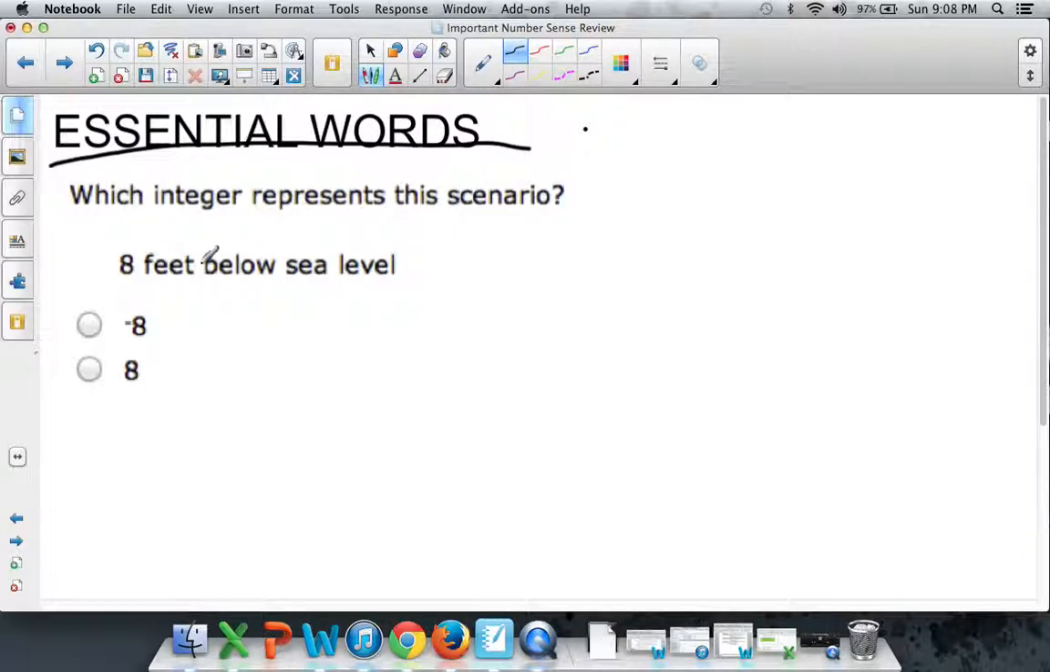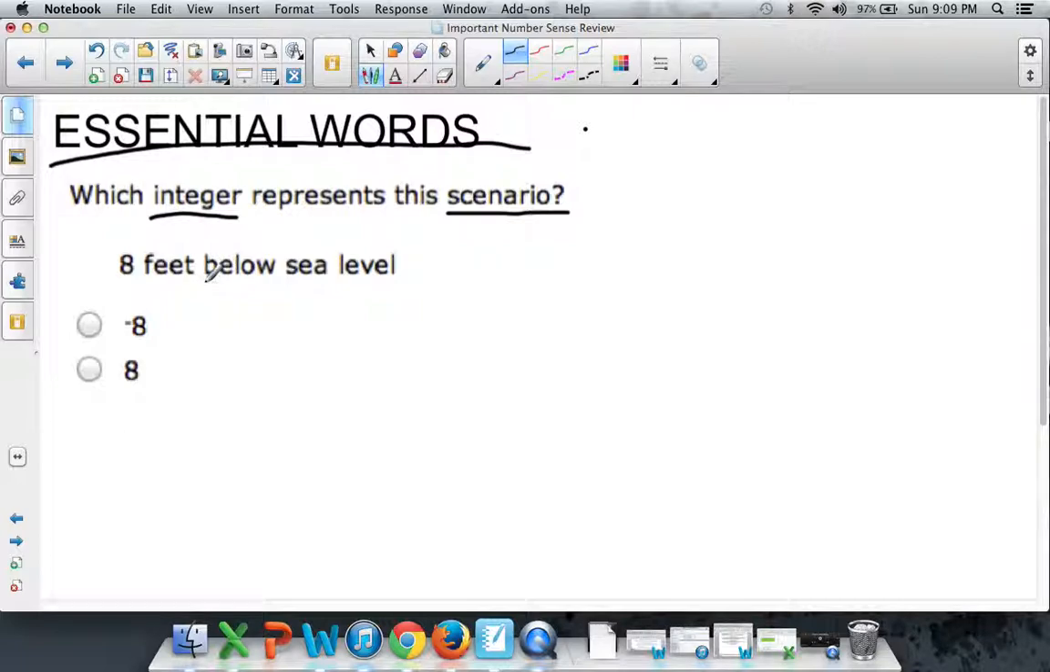Here's a problem. Which integer represents this scenario? 8 feet below sea level. Integer is a number, any number. Scenario, that's when they give you a situation, like a sentence that says something that's happening. Now in this case you have multiple choice. Keep in mind you won't always have multiple choice, so it's best to use it now but not rely on it forever.